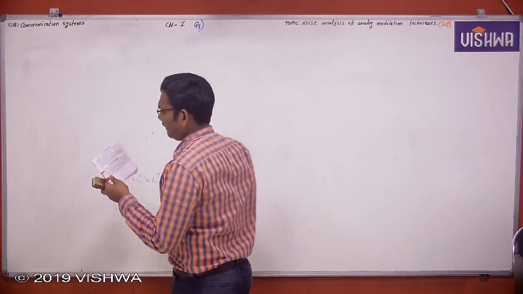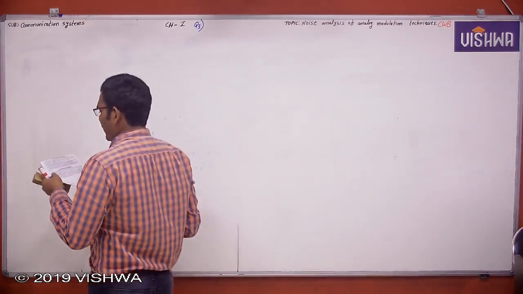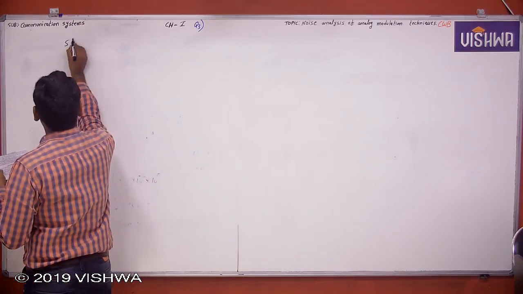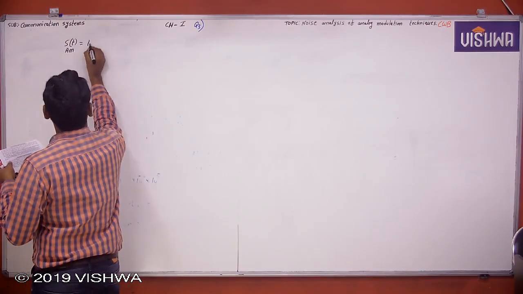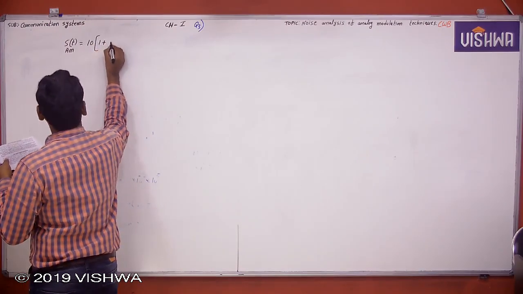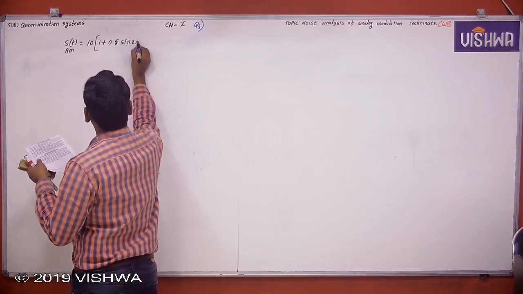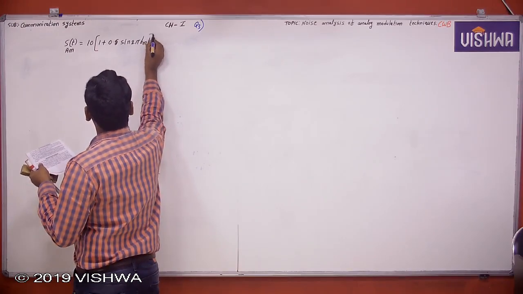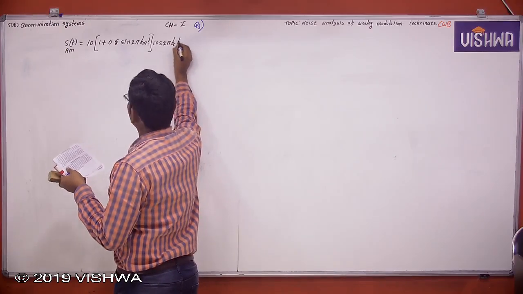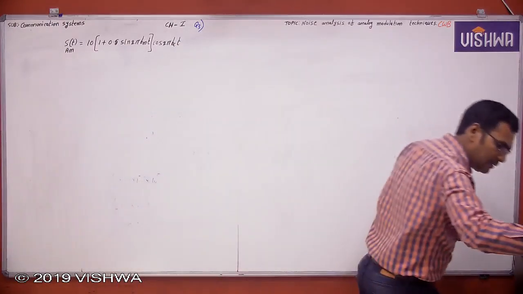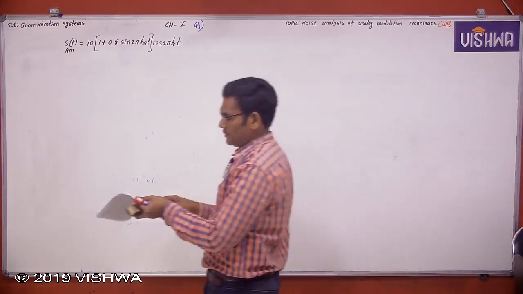Question number 3. The AM signal represented in time domain as S of t of AM is given as 10 into 1 plus 0.5 sin 2 pi Fm t into cos 2 pi Fc t. This is an AM signal represented in time domain. So the AM signal is represented in time domain as this.